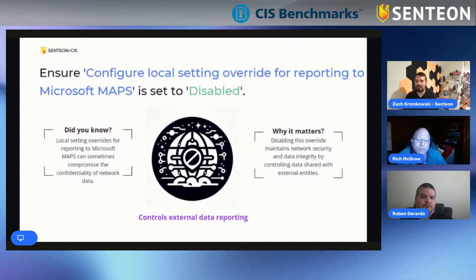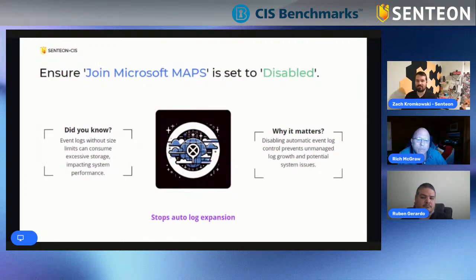So join Microsoft Maps is set to disabled. A lot of these series, we always talk about Microsoft wanting more data than maybe they need. Any insights into this setting? And even if you can explain maybe what Microsoft Maps is, if possible, but tell us why CIS recommends to disable this setting.